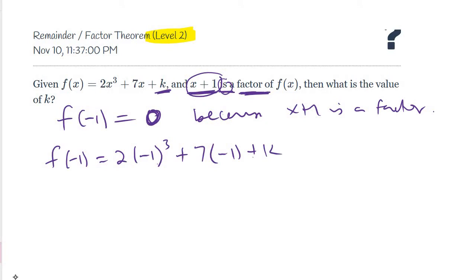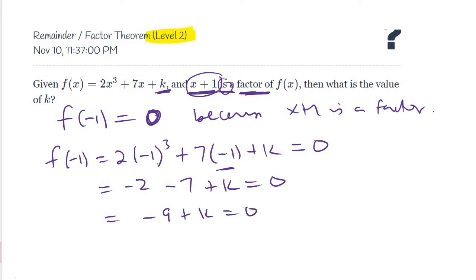Because it says it's a factor, we have to set whatever answer we got here equal to 0. So let's plug in the rest now. -1 cubed is -1 times 2 is -2. -1 times 7 is -7. Plus k must be 0 because that's a factor. And so we have -2 minus 7 is -9 plus k equals 0. So we can now solve for k by adding 9 to both sides. So k must be 9.